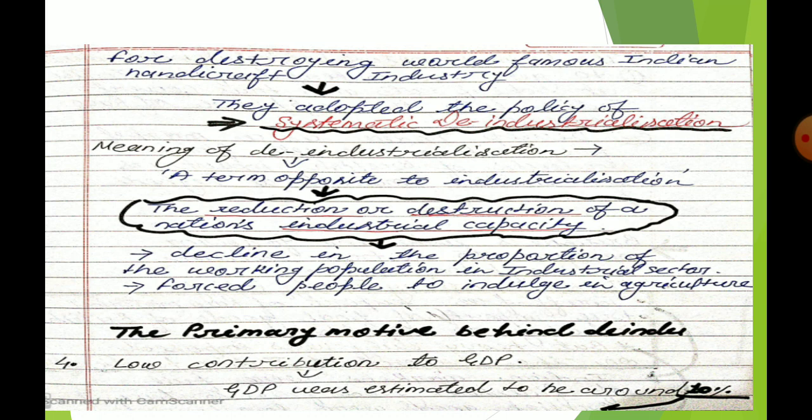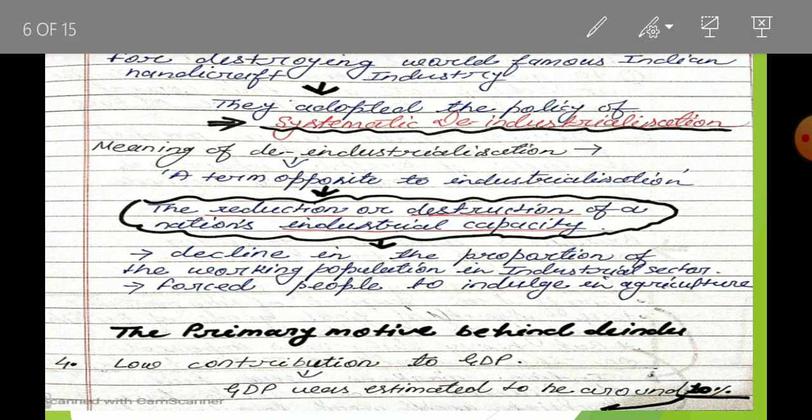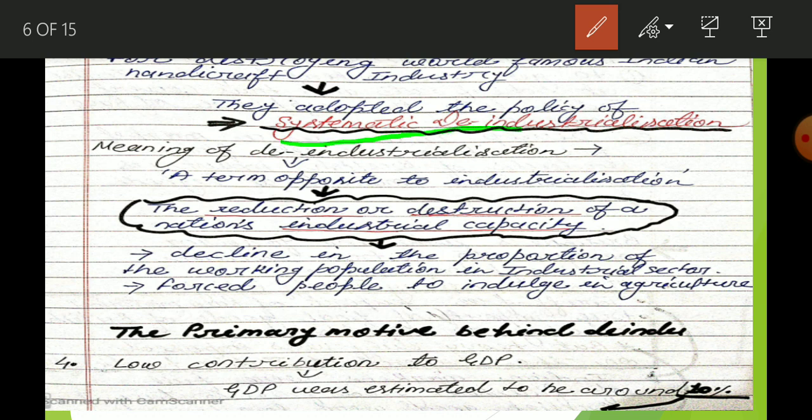For that, they adopted the policy of systematic deindustrialization, to destroy the world class handicraft industry of India. So first of all, what is the meaning of this term deindustrialization? It is just the opposite of industrialization.